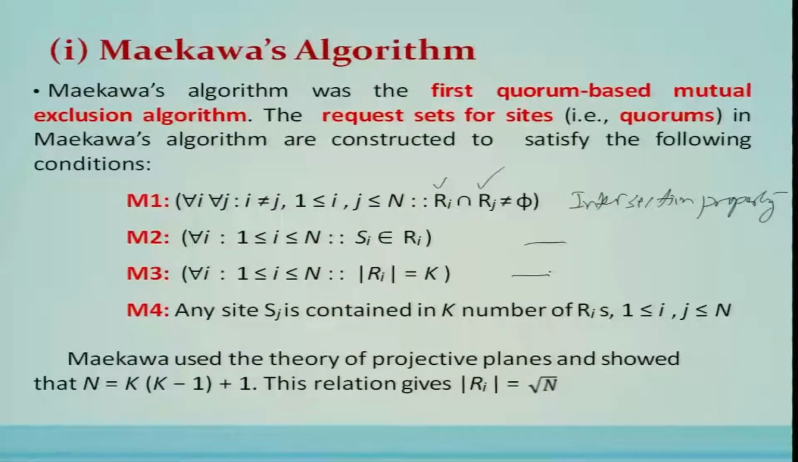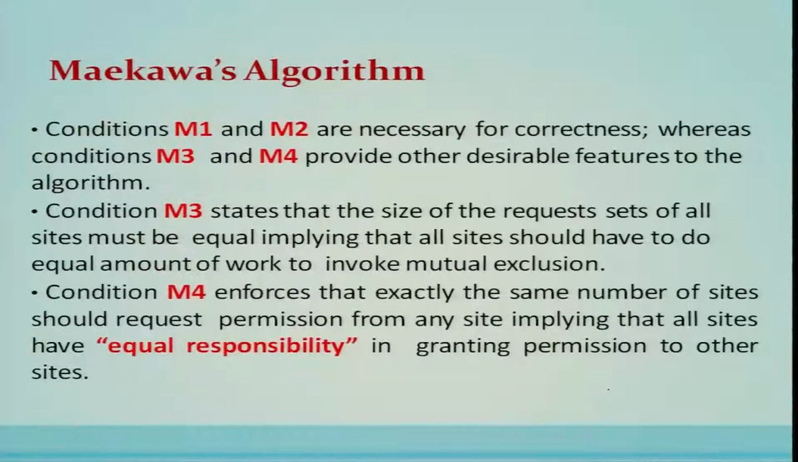Maekawa used the property of projective planes and showed that n is equal to K times (K minus 1) plus 1, and this gives out that the request set can be of size root n. So, here we can see that the size of the request set is reduced in Maekawa's algorithm, and that is why only a subset of the sites is required to be sent the request to go into the critical section. Conditions M1 and M2 are necessary for the correctness, whereas M3 and M4 provide other essential features to the algorithm.